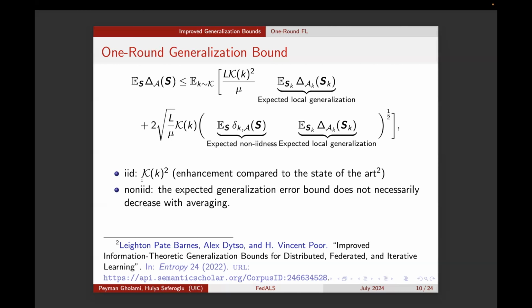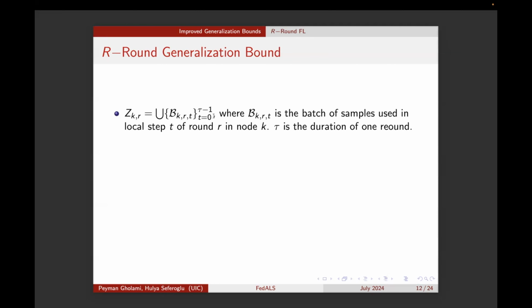Now, let's move on to our all-round generalization bound. We define Z_k^r as the union of all B_k^{r,t} for t from 0 to tau minus 1. Here, B_k^{r,t} represents the batch of samples used in local step t of round r at node k, and we have t ranging from 0 to tau minus 1, which is the number of local steps in one round.